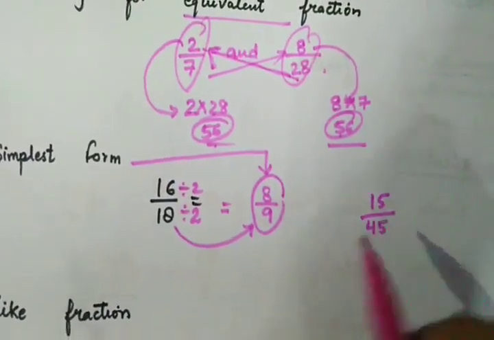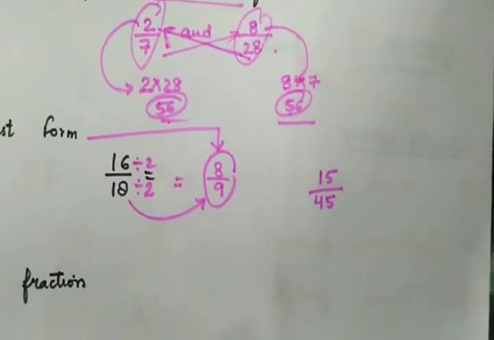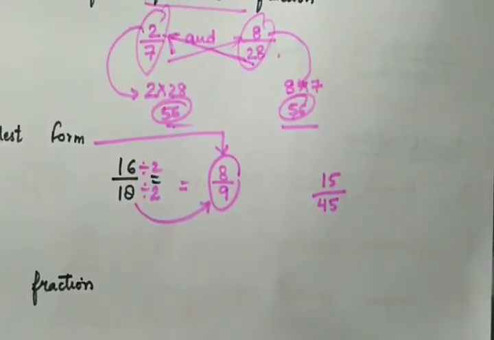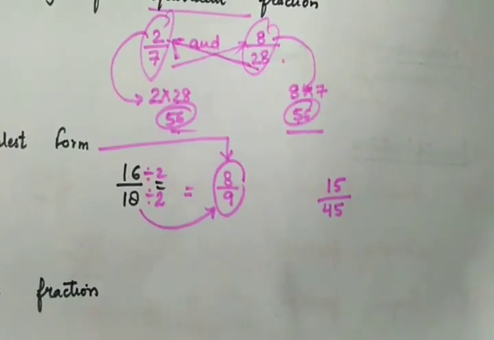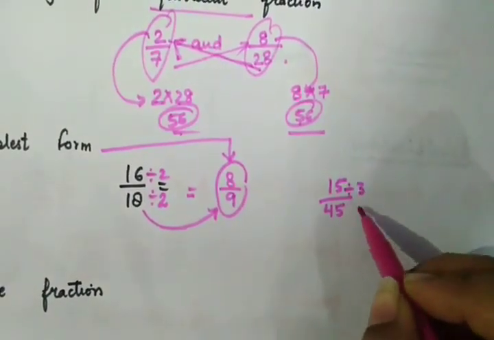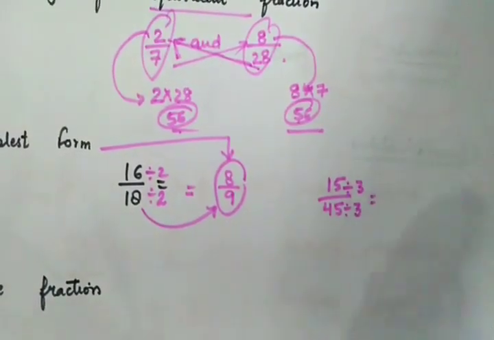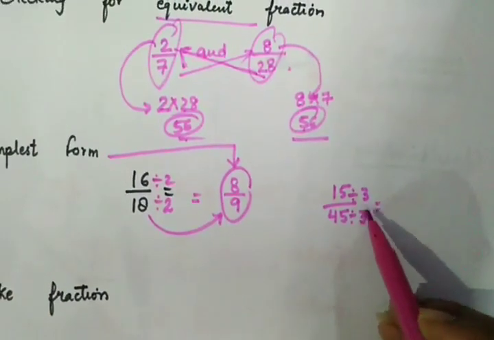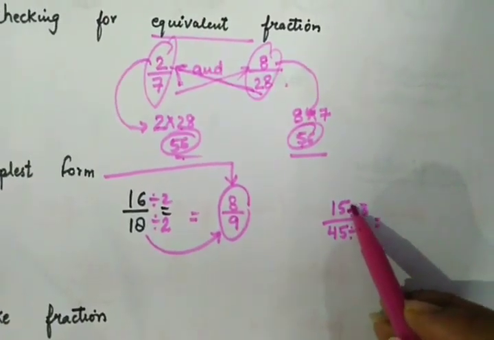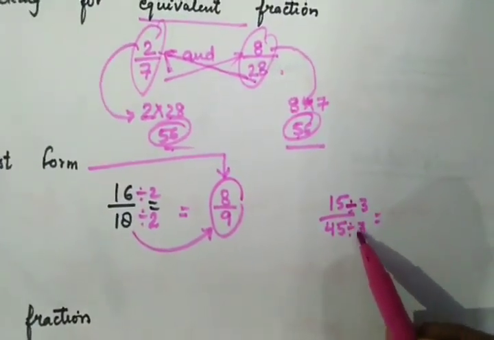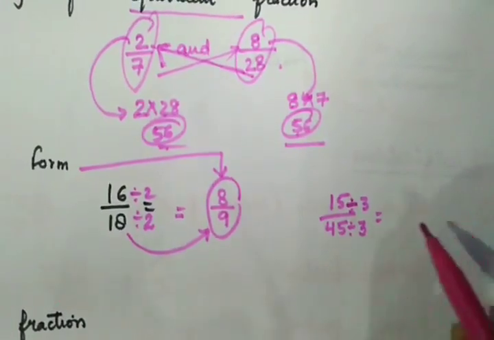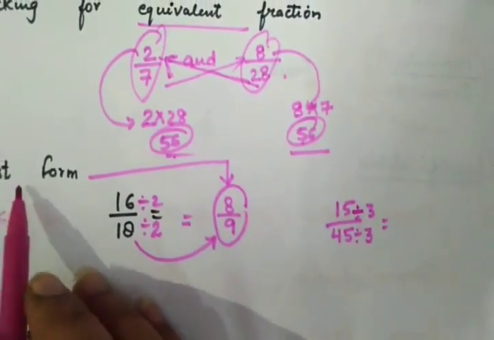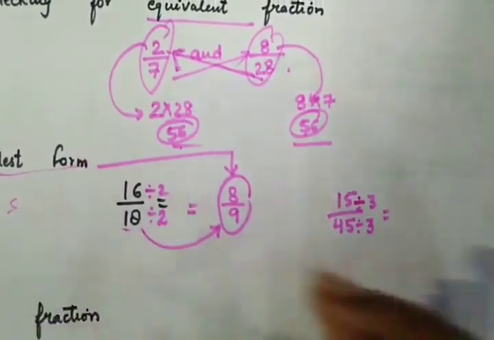Let's take one more example for your clearance. If it is 15 upon 45, both the numbers are coming in the table of 3 also, 5 also. It's your choice by which number you want to divide. Let's take 3 for your convenience. As I told you, both the numbers need to be divided by the same number. Don't do it like this, that the upper number you are dividing by 3 and the lower one you are dividing by 5. That will make your answer wrong. Division needs to be done by the same number to bring the result in the simplest form.